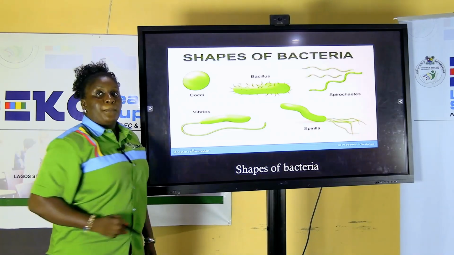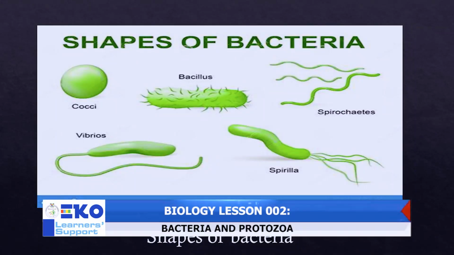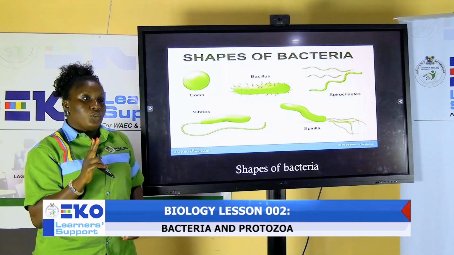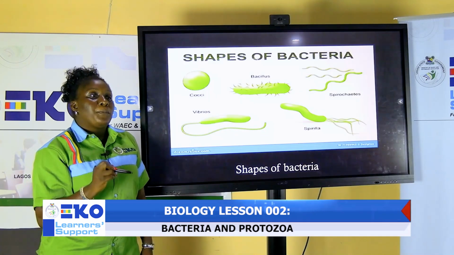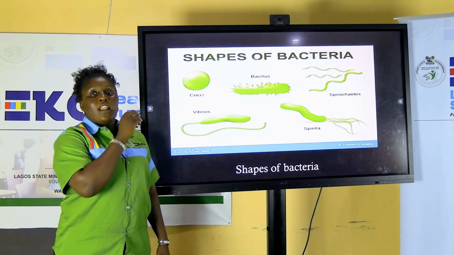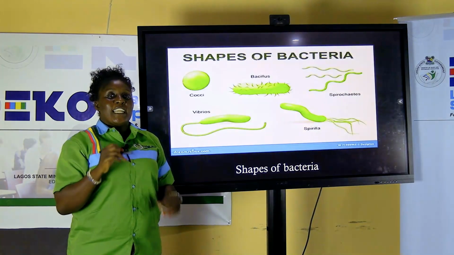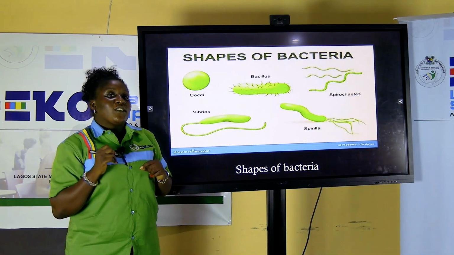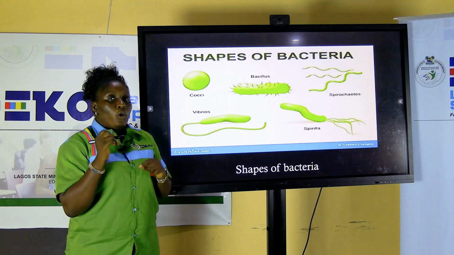The cocci shape. When the cocci is in pair, the meaning of pair is when it is arranged in twos, it is known as diplococci. When the cocci is arranged in a straight chain, it is known as streptococci.